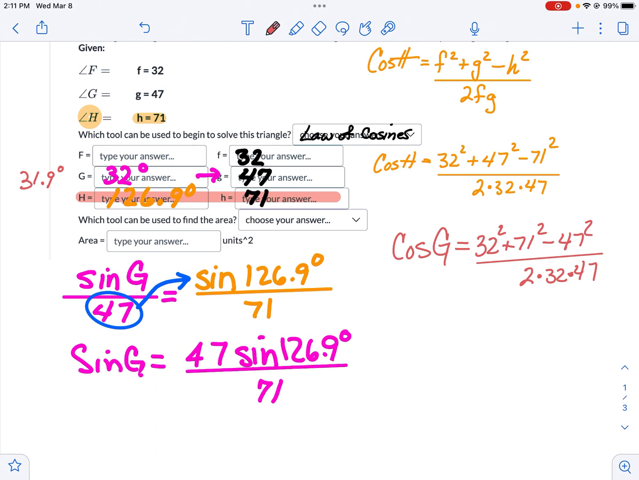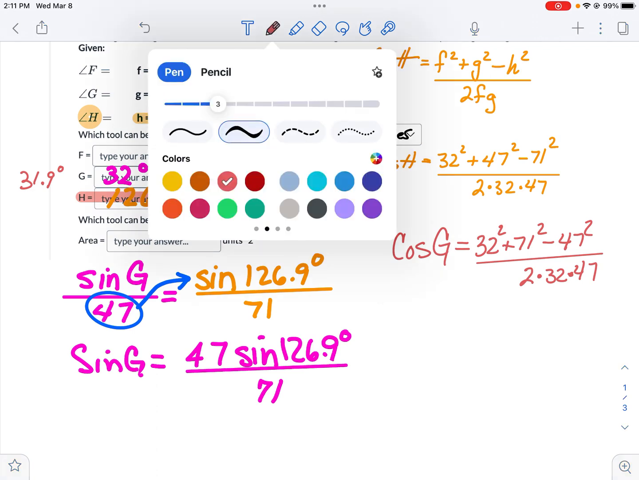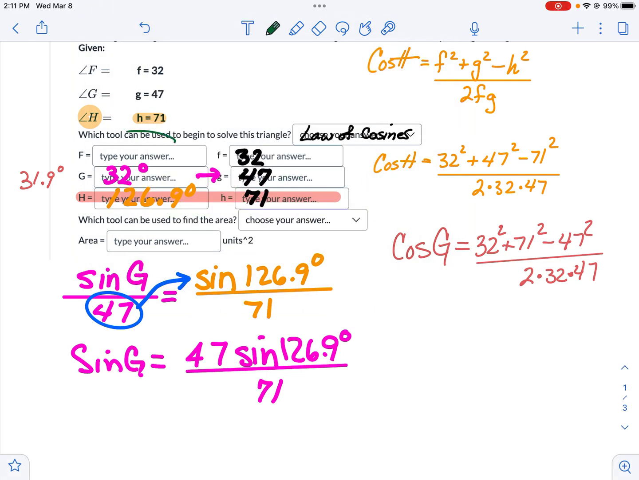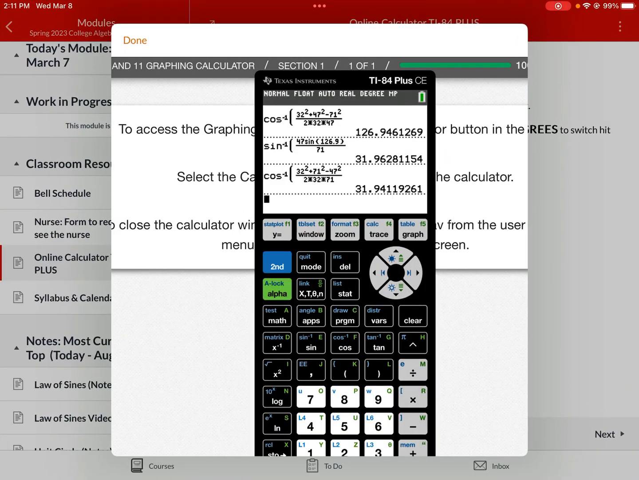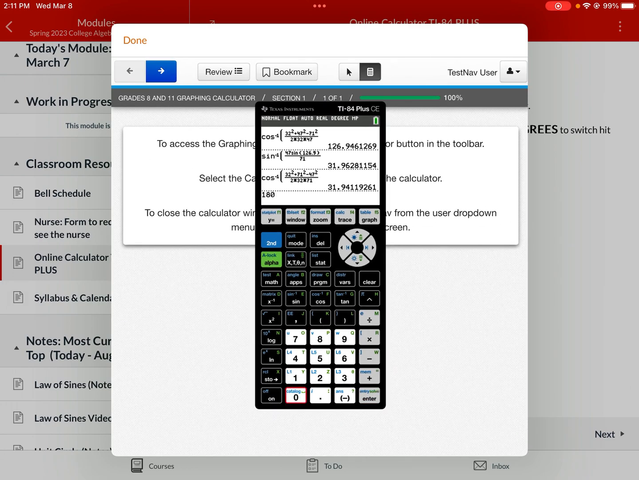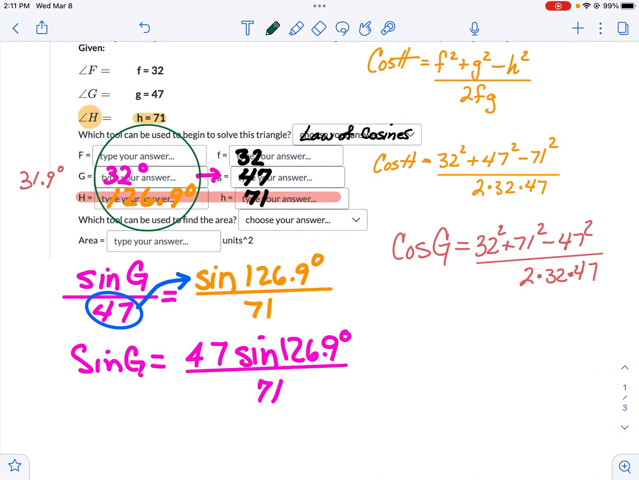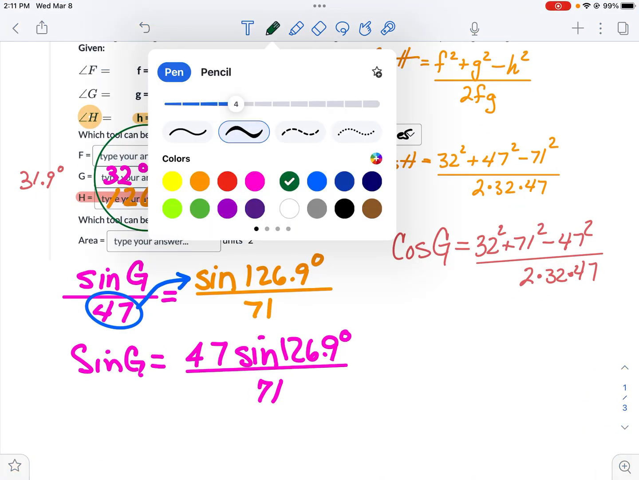Now then, to find the missing angle, all we need to do is take these two angles and subtract them from 180. So I should take 180 minus 126.9 minus 32. And I get 21.1. So this one would be 21.1.